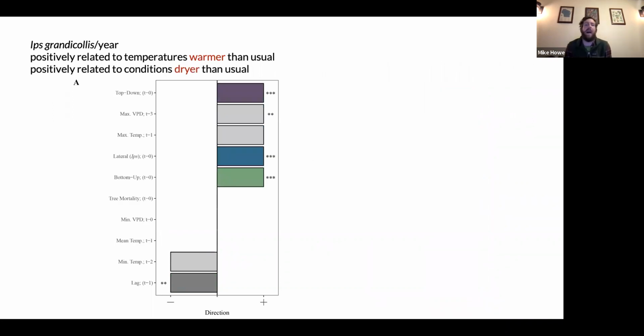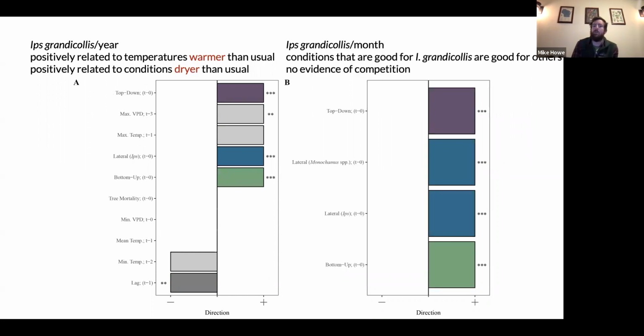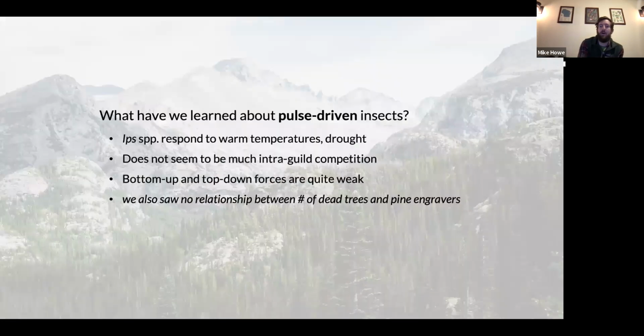And we see a similar pattern for Ips grandicollis, where they're positively related to temperatures that are warmer than usual and positively related to conditions that are drier than usual. Relatedly, we also see that conditions that are good for Ips grandicollis are also good for others. And again, no evidence of competition. We also fit models for the bottom up and top down, but I'm not going to talk about those today.